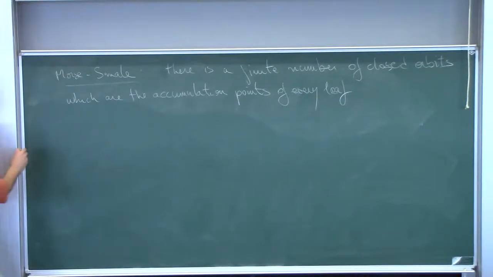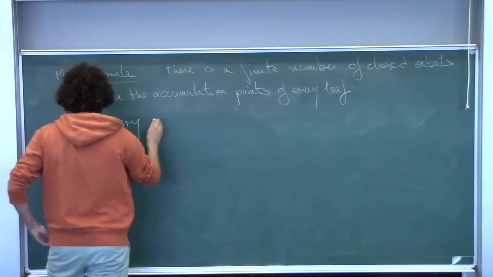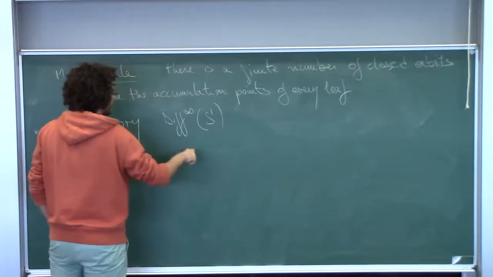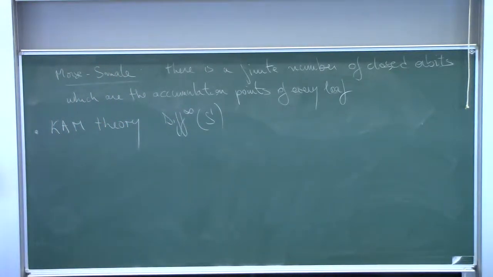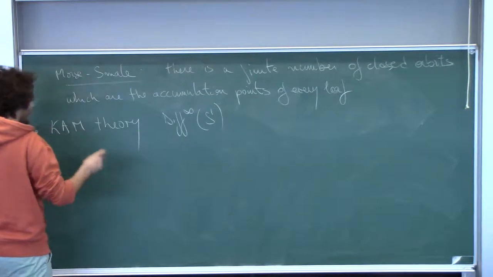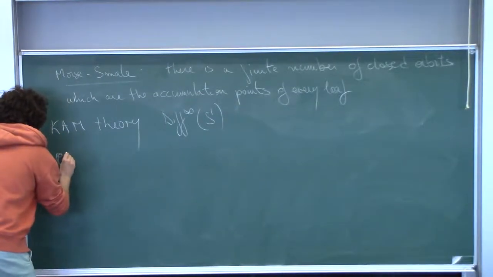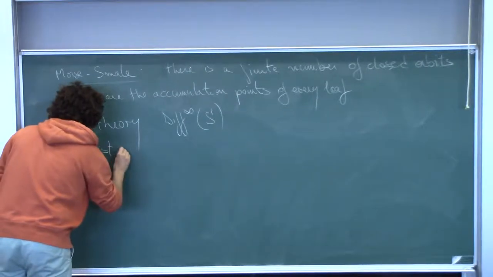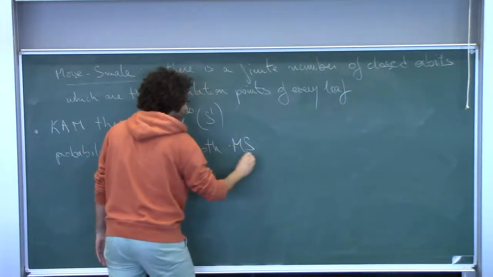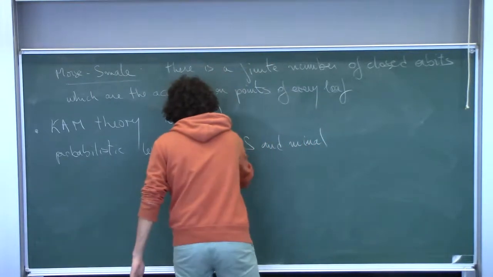And this has more to do with KAM theory, as Matthew discussed in his talk, and KAM theory works only for diffeomorphisms of the circle with sufficient regularity. I'm going to say infinity, not to cloud the ideas that are behind it. And as Charles explained in his talk, at a measure theoretic level, the probabilistic level, both Morse-Smale, so MS, and minimal coexist.